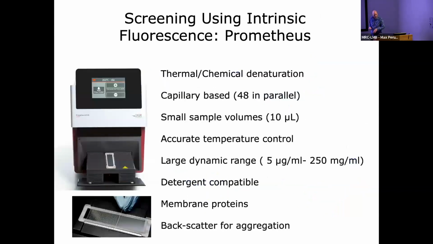And we've got a lovely instrument downstairs, which unfortunately is broken, but it's being repaired, and hopefully we'll be back soon. So don't quite rush to go into it just yet. It's called Prometheus, and it's nice because it's computer based. You can do 48 samples, very small samples. It's got very accurate temperature control and a large dynamic range. It's using intrinsic protein fluorescence, so whether your protein works or not depends upon whether it's got fluorescent groups and what the fluorescence of that is. You can use membrane proteins in detergent, and you can also do backscattering.